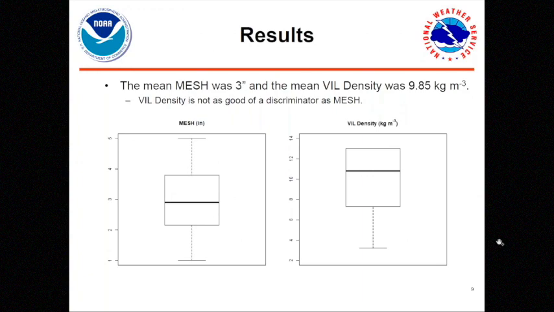MESH and VIL density tend to be very popular parameters to look at for very large hail. VIL density in this case, which is the right plot on the side of the screen, had much more range than expected. So that means it's probably not as good an indicator of large hail, since the box alone, ignoring the whisker, went from about 7.5 to 13 kilograms per meter cubed, which is quite a large difference. But MESH, on the other hand, thankfully had pretty good results.